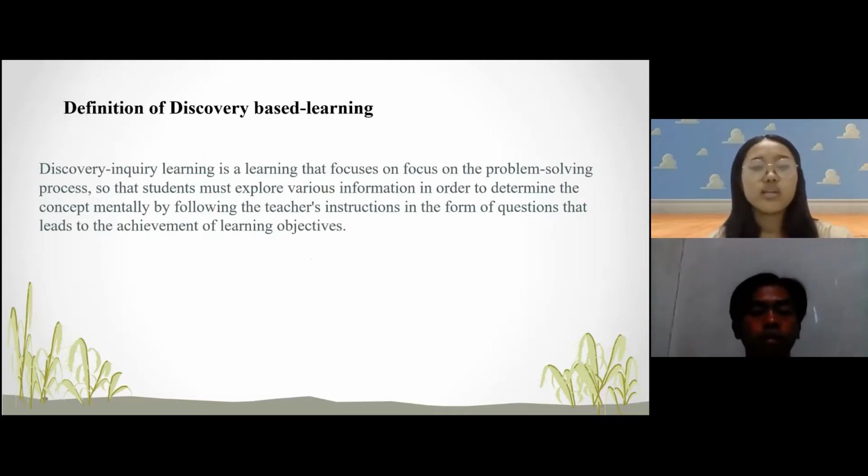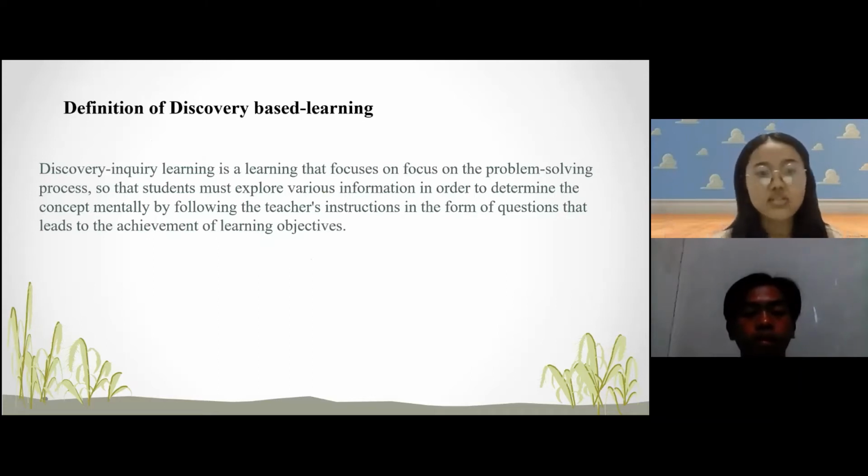Discovery inquiry learning is a learning that focuses on the problem-solving process, so that students must explore various information in order to determine the concept mentally by following the teacher's instruction in the form of questions that lead to achievement of learning objectives.